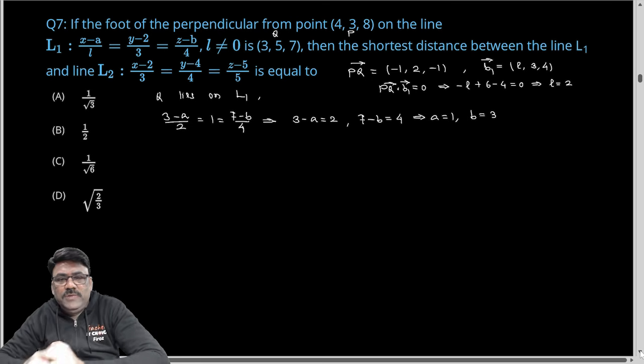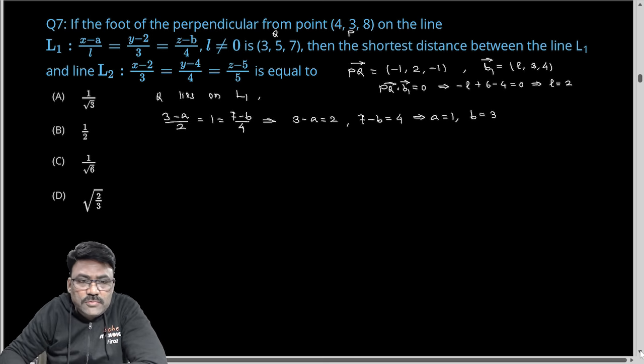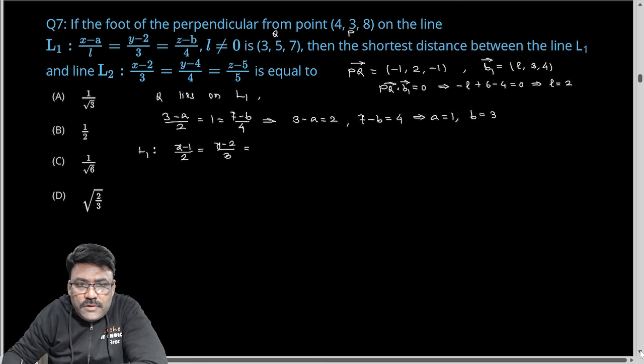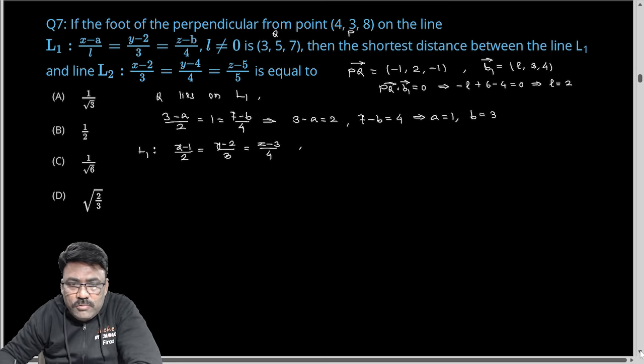So now I know a, b and l. Now we have to find the shortest distance between L1 and L2. So now I can say that the L1 line is x minus a, meaning x minus 1 over l, l is 2, y minus 2 over 3, z minus 3 over 4. This is the L1 line. a is 1 so x minus 1, l is 2 so x minus 1 by 2, y minus 2 by 3, b is 3 so z minus 3 by 4. And what is the L2 line?